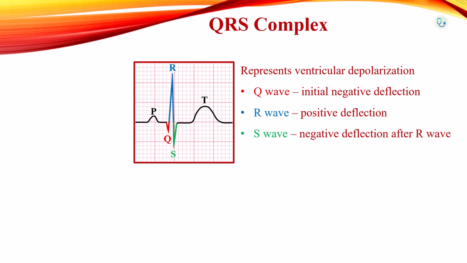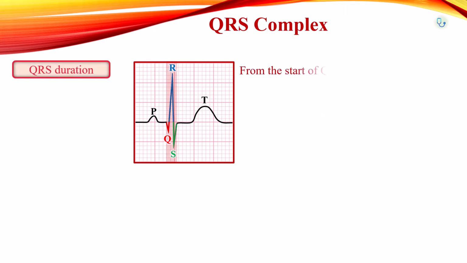However, not all EKG leads contain all three waves. For example, normal QRS complex in V1 does not contain Q wave, but the combination of R and S wave is still termed as QRS complex for this lead. The duration of QRS complex is measured from the beginning of Q wave to the end of S wave.